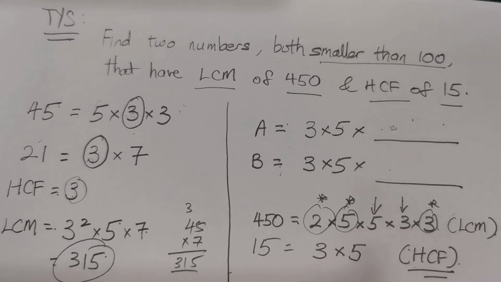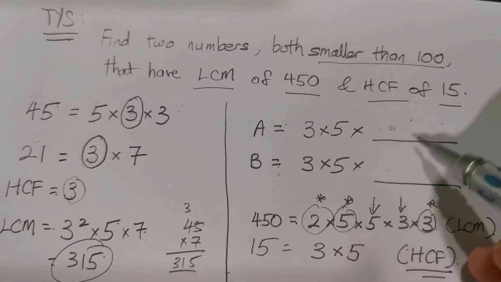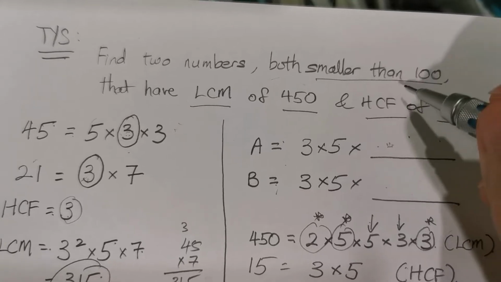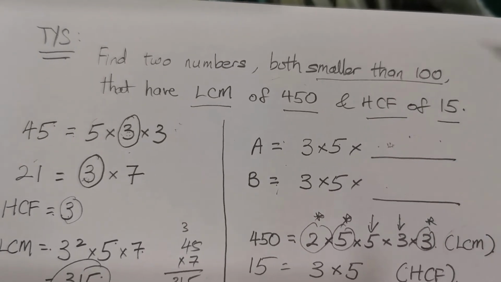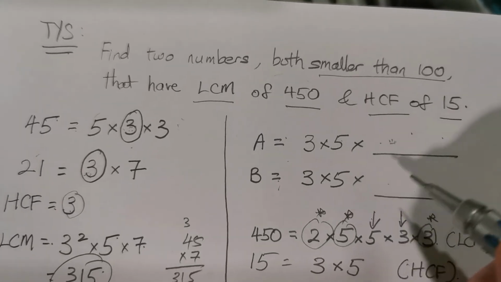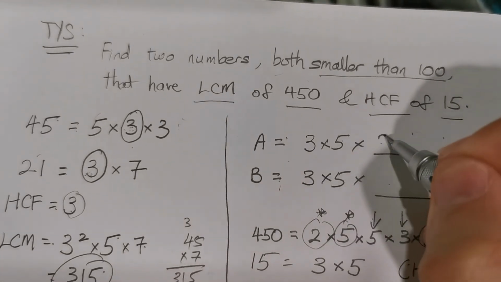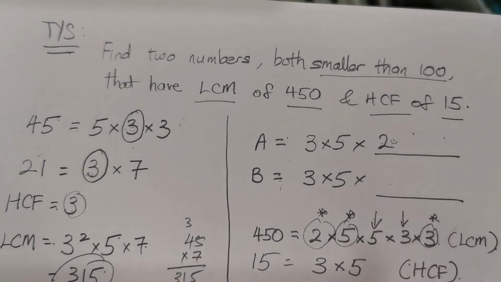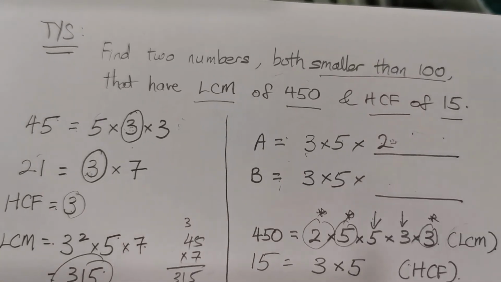As we are trying to fill in the numbers, one thing we need to take note of is both numbers cannot exceed 100. So let's try to put a 2 here. Now if we put a 2 here, then it works, right? 15 times 2 is 30. That works.